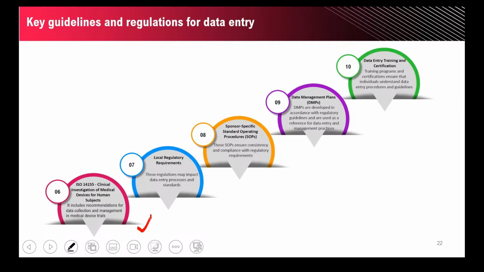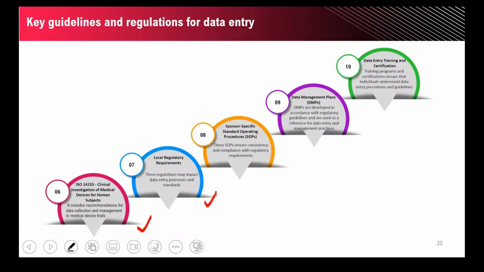We also have the ISO 14155, which is clinical investigation of medical devices for human subjects. This provides guidance on clinical investigations, and includes recommendations for data collection and management in medical device trials.